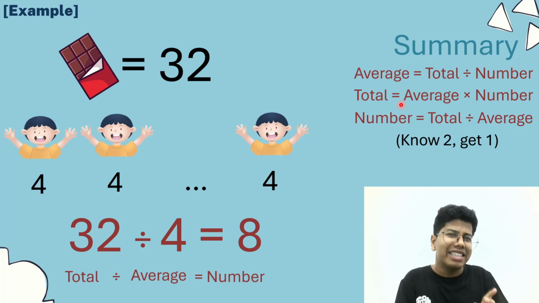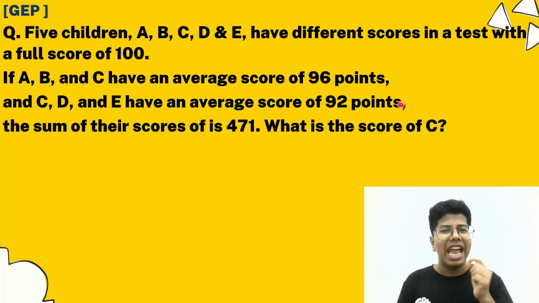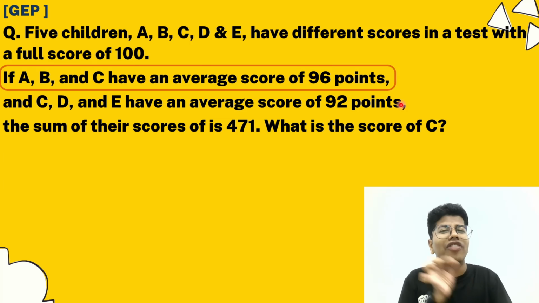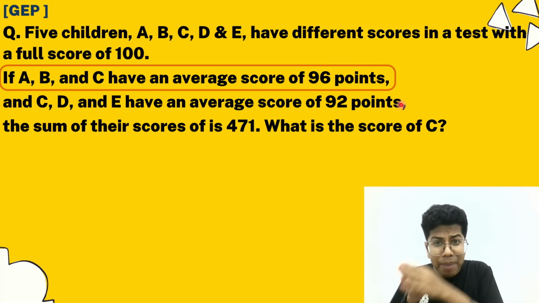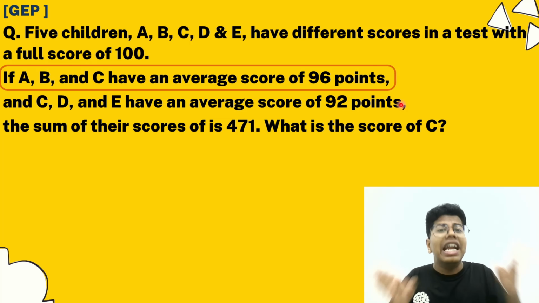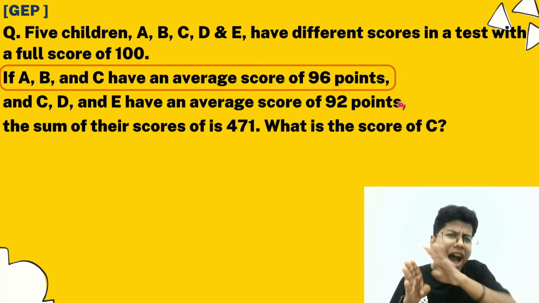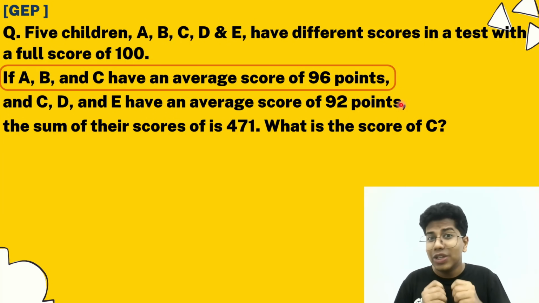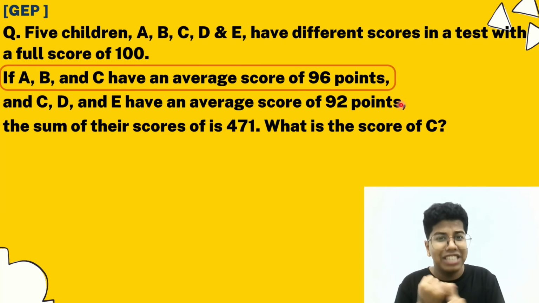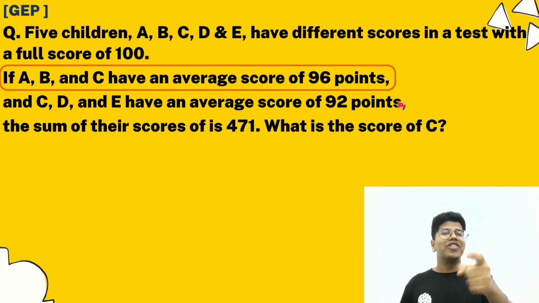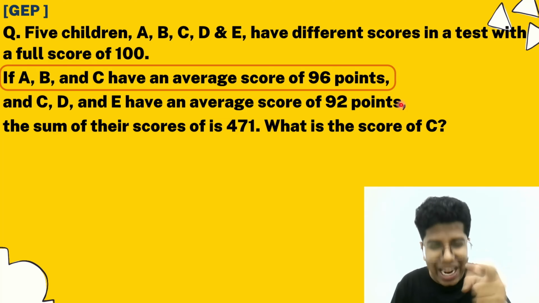Now since this is the average and these are the formulas related to it, let's have a look at our question. What does the question say? A, B and C have an average score of 96 points. So A, B, C, the average is 96. This means A, B and C have a score around 96. So we know the average. We know the number. Which value can we find? Yes, we can find the total. You took no time to get it.